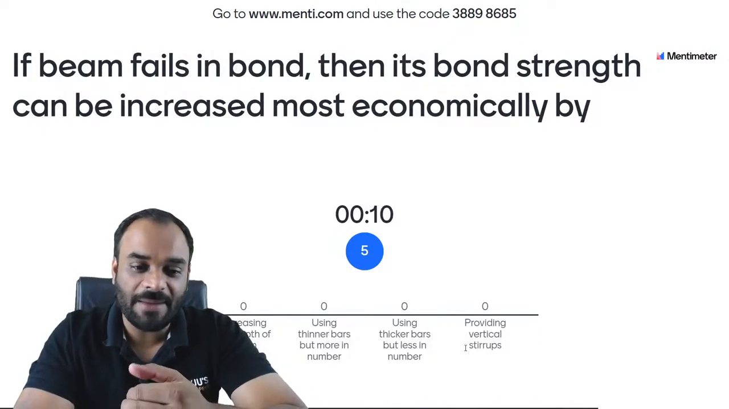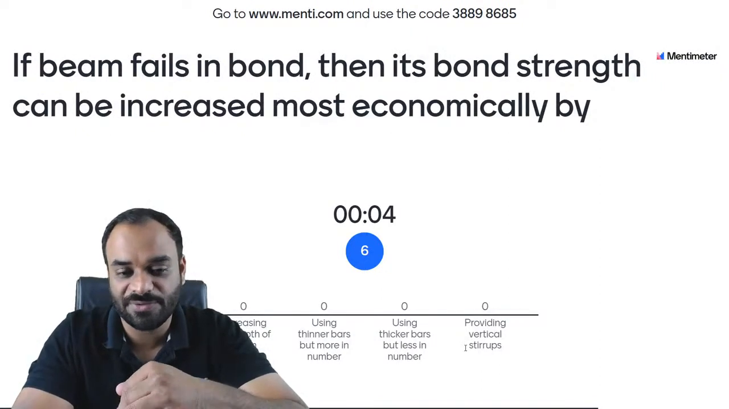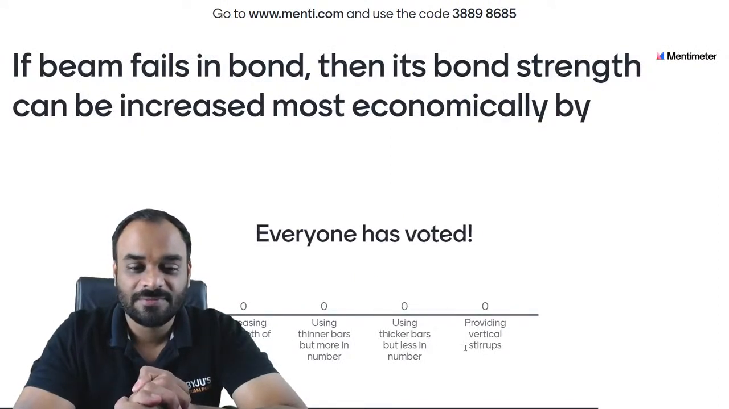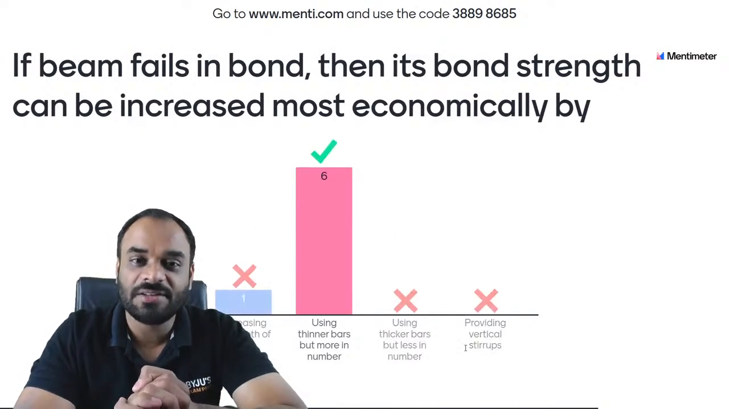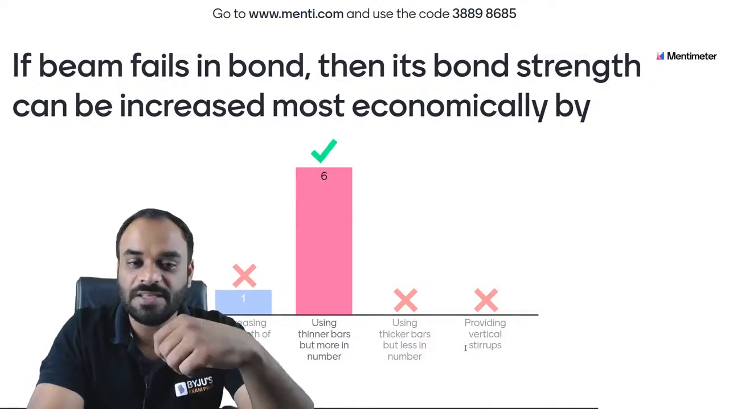By increasing the depth of the beam, or using thinner bar but more in number, or thicker bar but less in number, providing vertical strips. Providing the thinner bar, that means smaller bar but in more numbers, right? That means B is the correct answer.